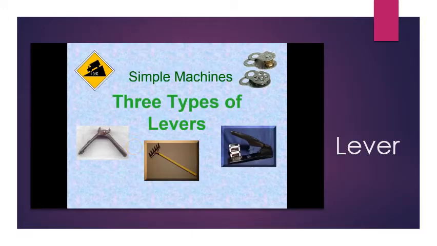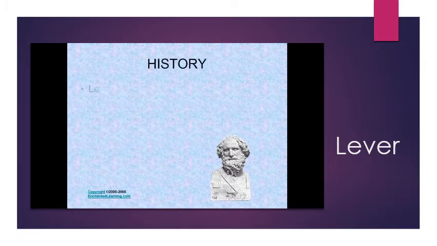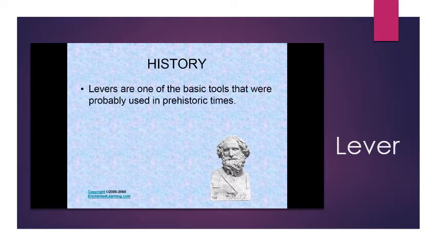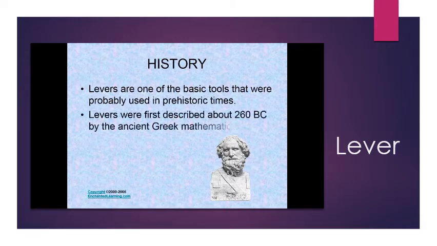Now that we've learned about simple machines, let's focus just on levers. There are three types of levers. A little bit about the history of a lever. Levers are one of the basic tools that were probably used in prehistoric times, probably one of the first tools ever used by mankind. They were first described, however, in 260 BC by the ancient Greek mathematician Archimedes.